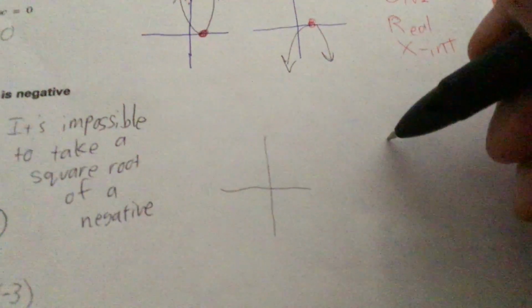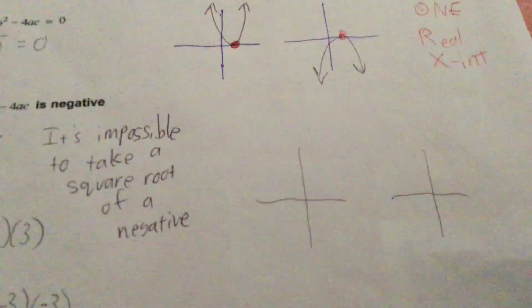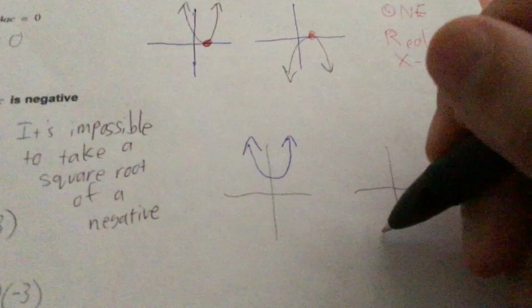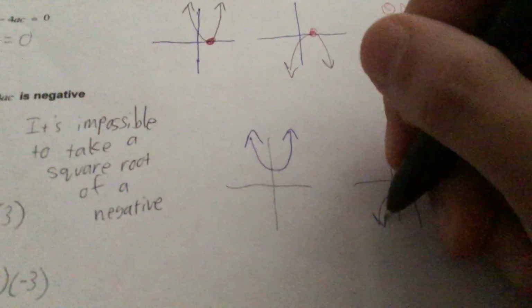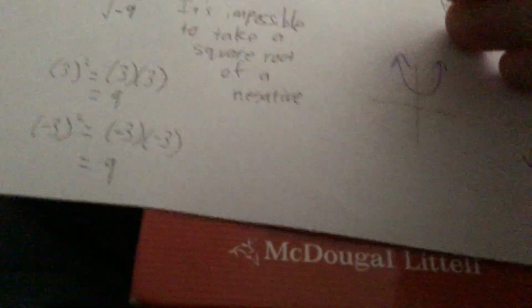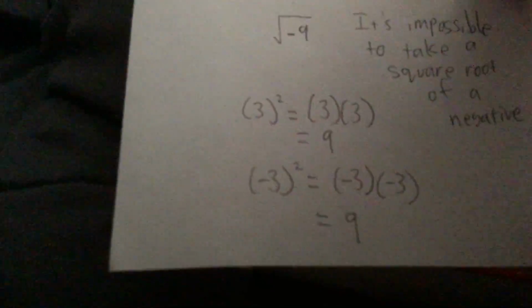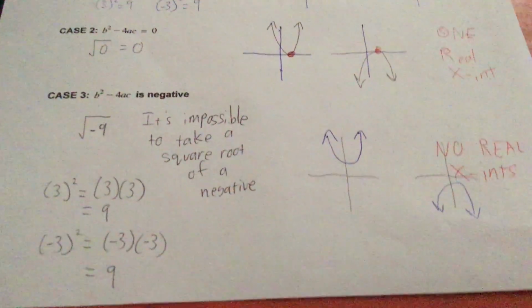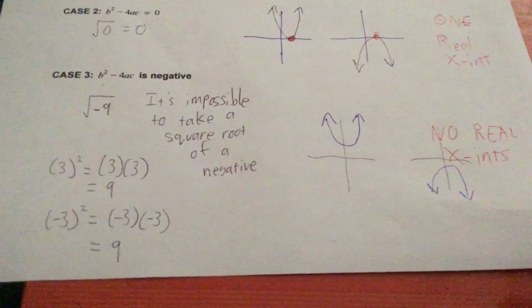So if I were to draw these graphs, that means that it would be a happy face parabola above the x-axis or a sad face parabola below the x-axis. In other words, it's never ever going to cross y equals 0. So that means no real x-ints. Sorry about that. So that means that there's no real x-ints if b squared minus 4ac is negative.